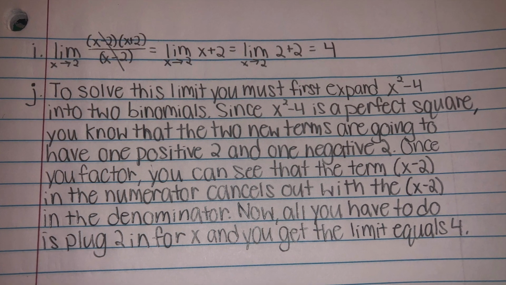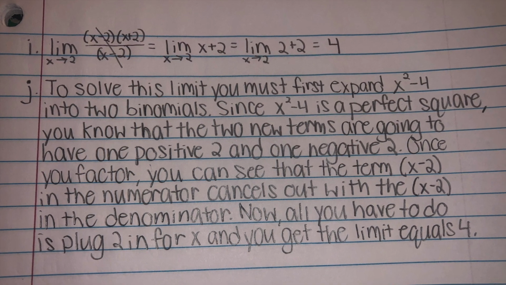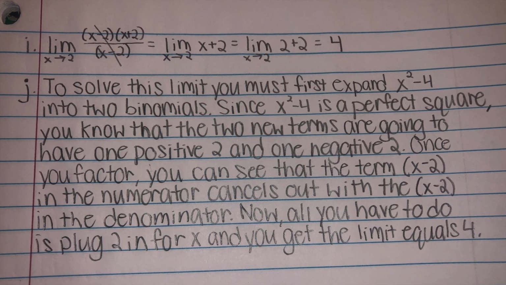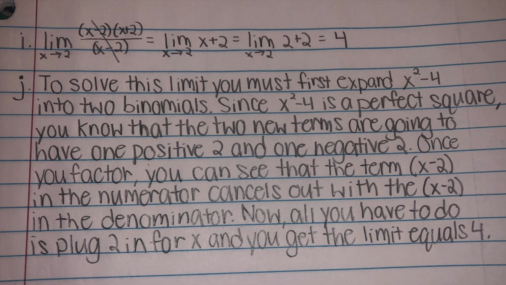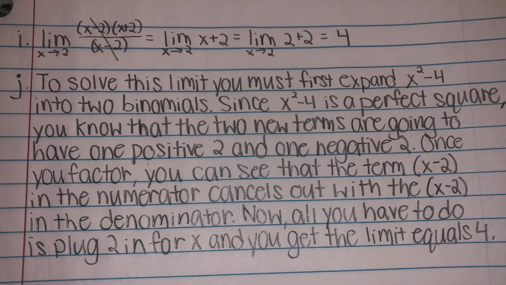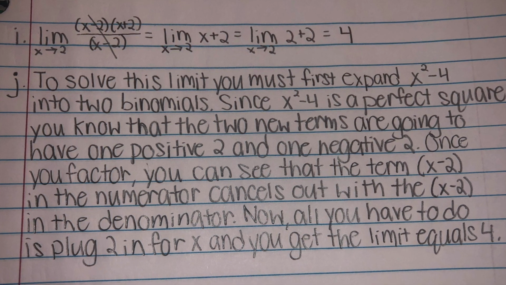Since x squared minus 4 is a perfect square, you know that the two new terms are going to have one positive 2 and one negative 2. Once you factor, you can see that the term x minus 2 in the numerator cancels out with the term x minus 2 in the denominator. Now all you have to do is plug 2 in for x and you can get the limit equals 4.